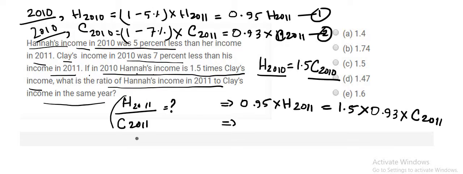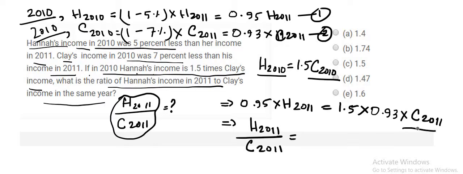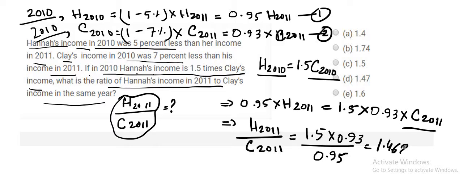So since we are ultimately looking into the ratio of Hannah and Clay's earning in 2011, we are going to move this quantity back to the left hand side and bring the numeric to the right hand side, and now very easily we can calculate this. Using the calculator we quickly see that the result is 1.468. So in this case the answer would be D, 1.47.